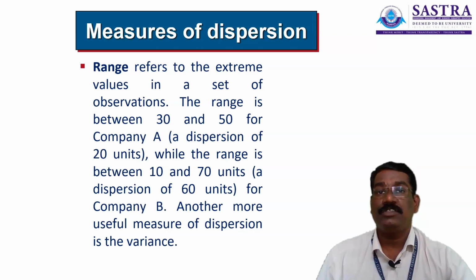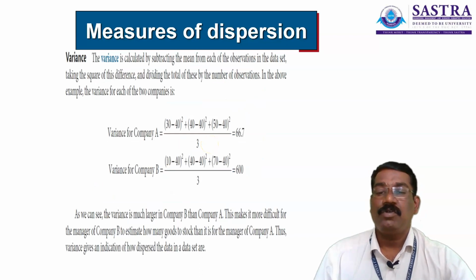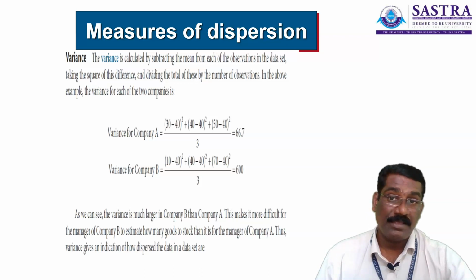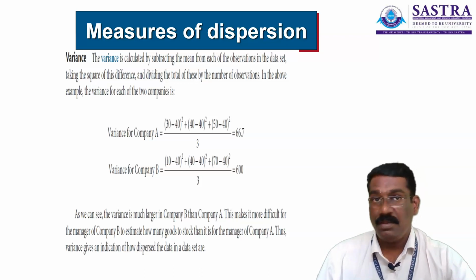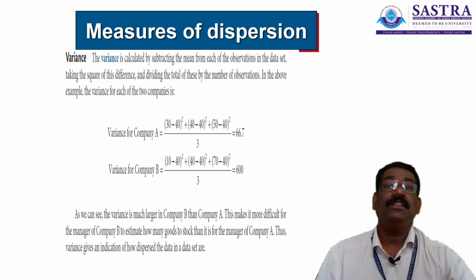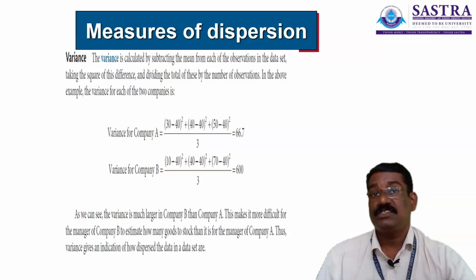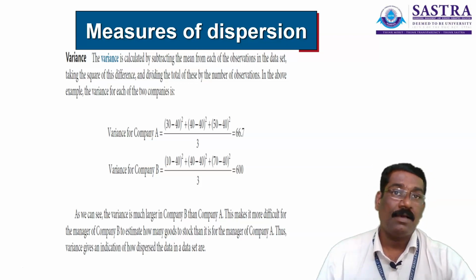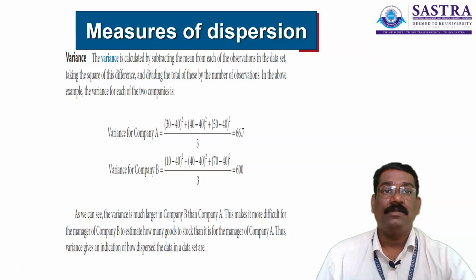Another more useful measure of dispersion is the variance. Let us understand what variance is. If you look at this displayed information, the variance is calculated by subtracting the mean from each of the observations in the data set, taking the square of this difference, and dividing the total of these by the number of observations.